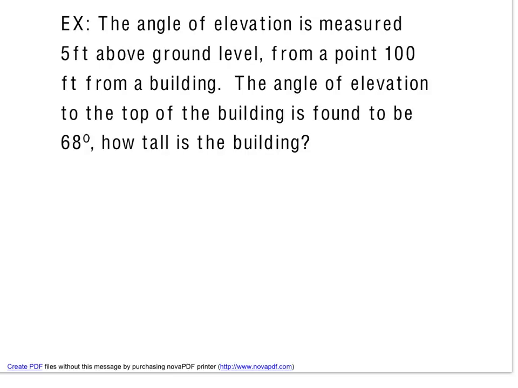Next example. The angle of elevation is measured 5 feet above the ground, so that's probably about eye level for someone, from a point 100 feet from a building. The angle of elevation to the top of the building is found to be 68 degrees. How tall is the building? We're going to pause. You need to draw the picture and then compare it to the picture that I draw.